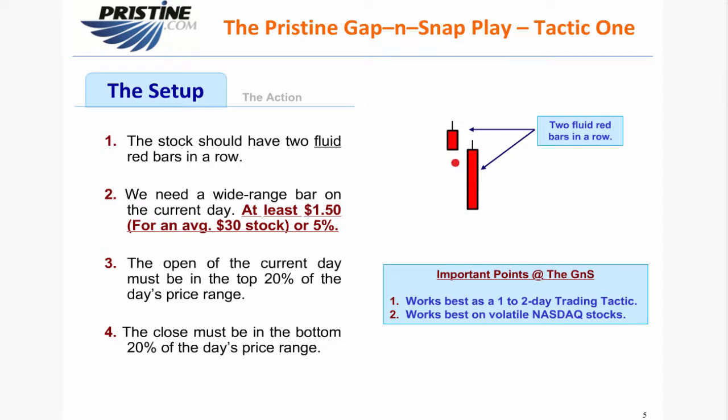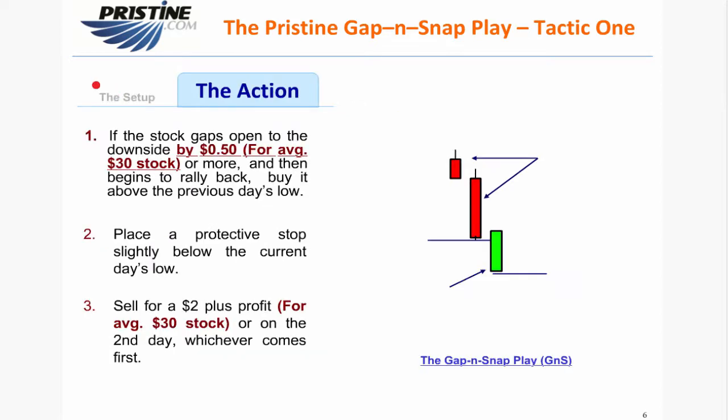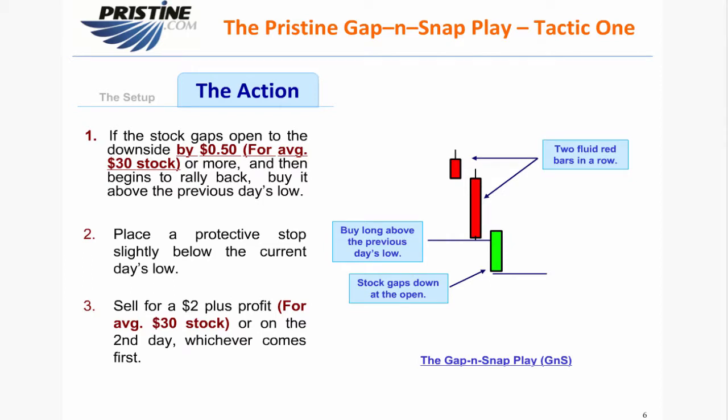That's the setup. Now that we've got the setup, what is the action? What we're looking for is the stock to gap down on the open by 50 cents or more, and then it begins to rally back. As it begins to rally back to the upside, we're going to look to enter long above the prior day's low. And a stop loss will then be placed below the current day's low.